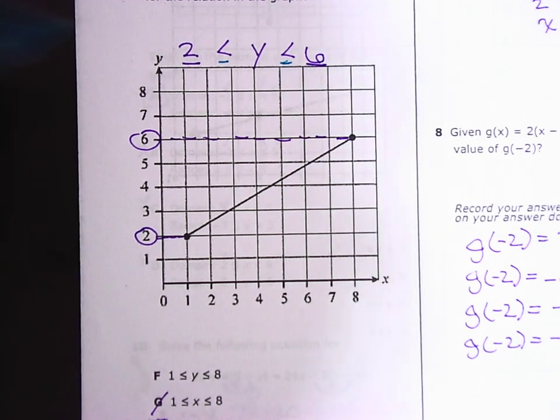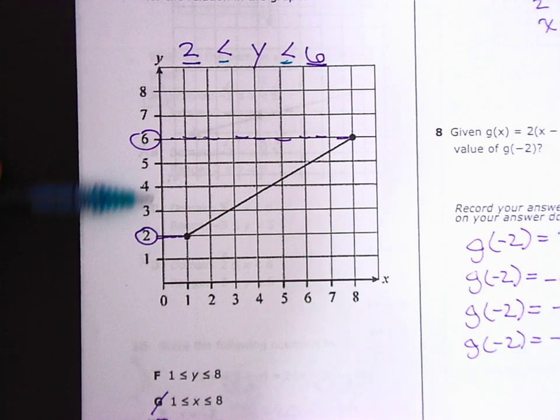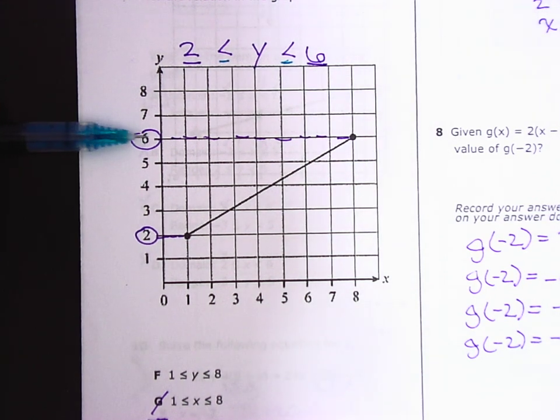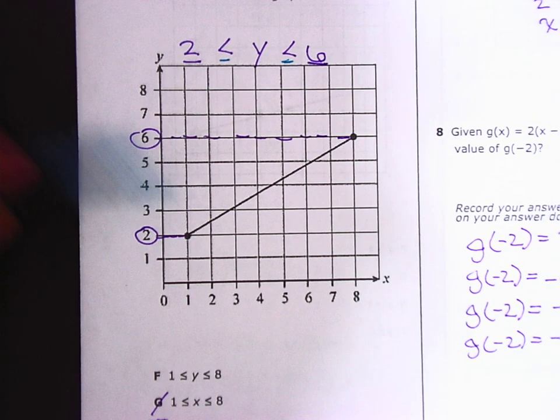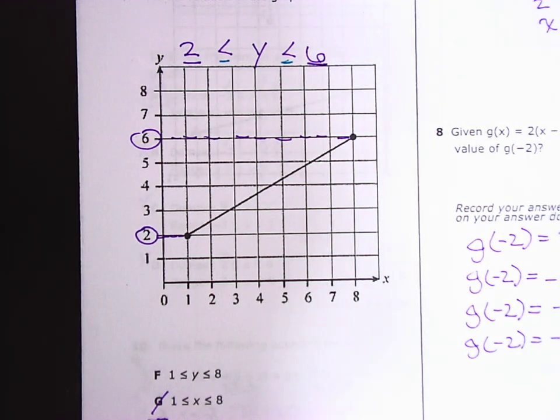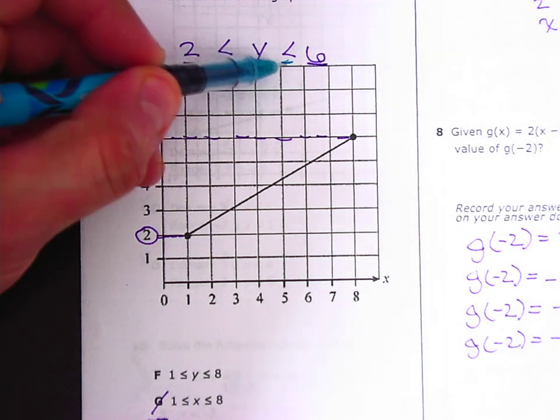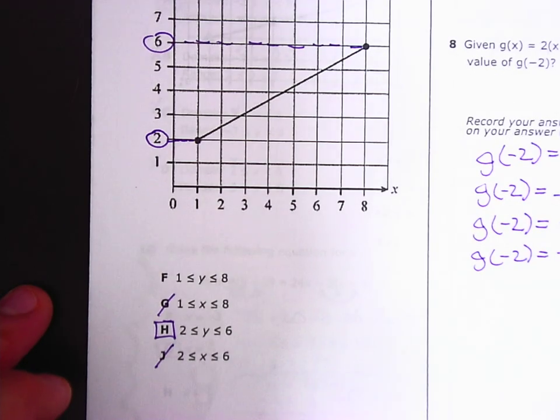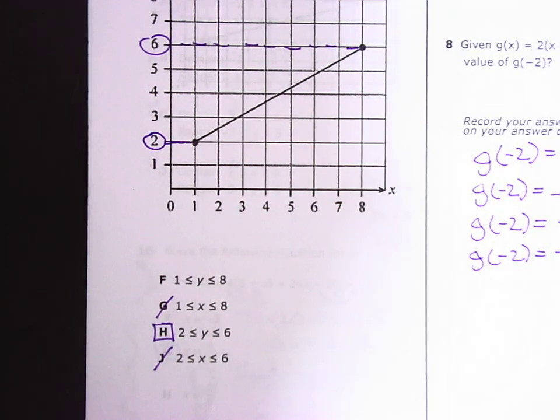We go from least to greatest. The lowest this graph exists at is positive 2. The highest, or the largest amount that this graph exists at, is positive 6. Solid dots on both ends tell me that this graph does exist, or is equal to these amounts, at those points. So I have the equal signs as well. And when I look at my choices, that corresponds directly to choice H.